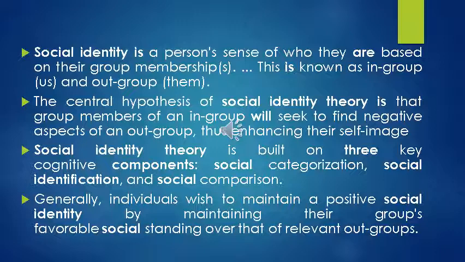Secondly, the central hypothesis of social identity theory is that members of an in-group will seek to find negative aspects of an out-group, thus enhancing their self-image. Social identity theory proposes that the in-group, which is us, will always try to find negatives of the other groups, which is them, in order to show themselves in a positive image.